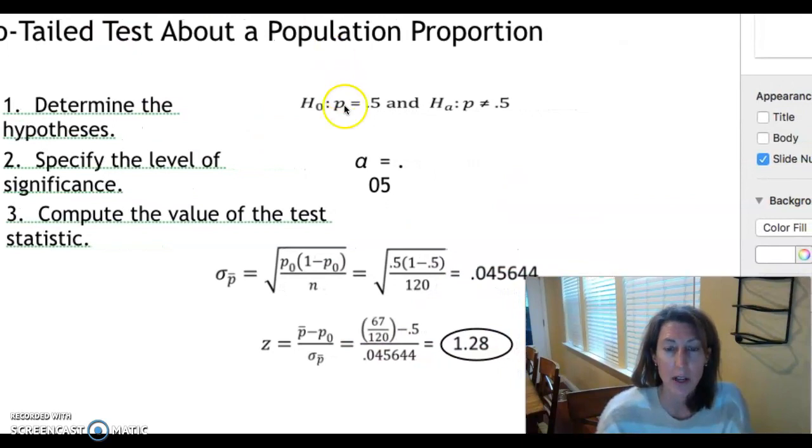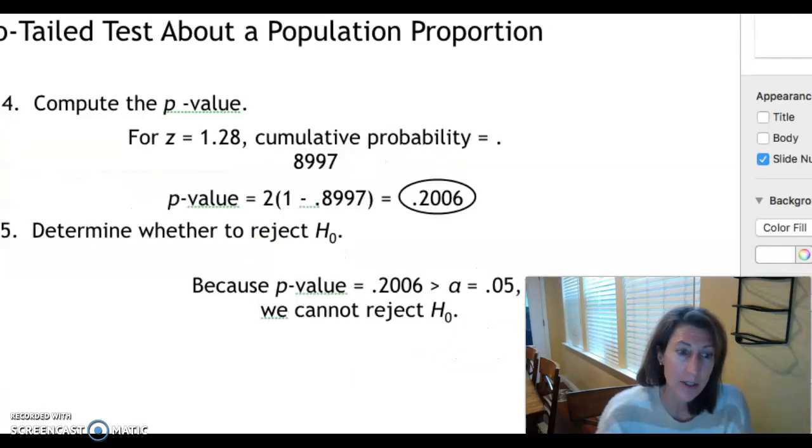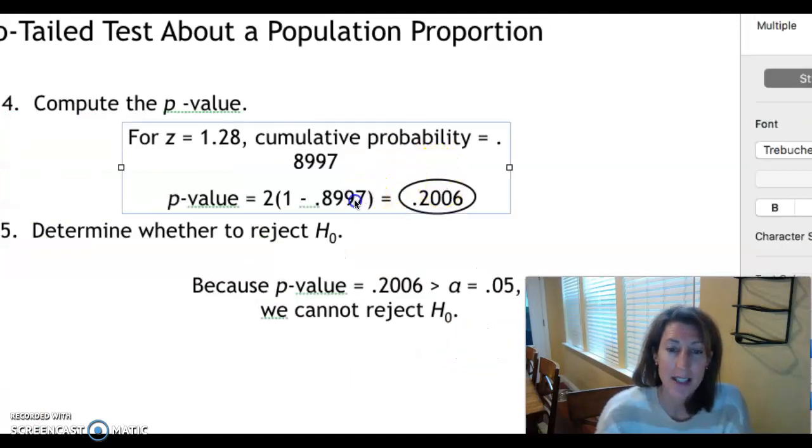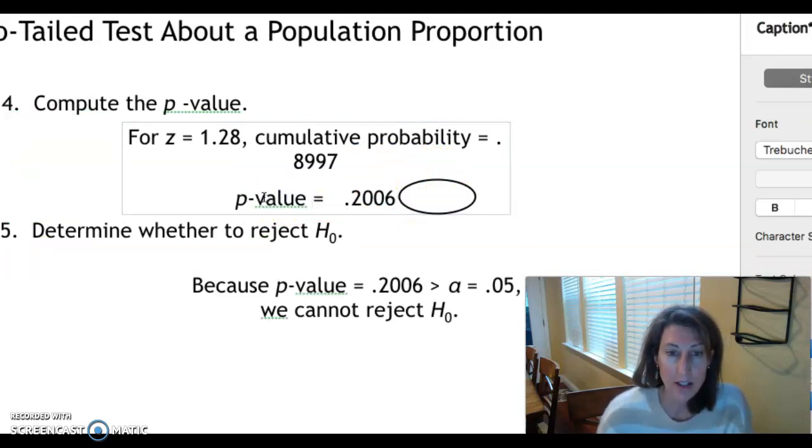So here we go. We've got a null of proportion equals 0.5. The alternative is not equal to 0.5. We're given our alpha level. Here's the way we'd calculate by hand what our test statistic is. There it is, 1.28. You'll get that from your calculator. Then we need to know what the p-value is. Okay, and here's what comes out.